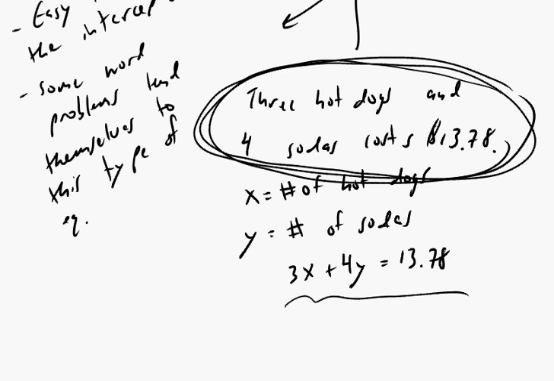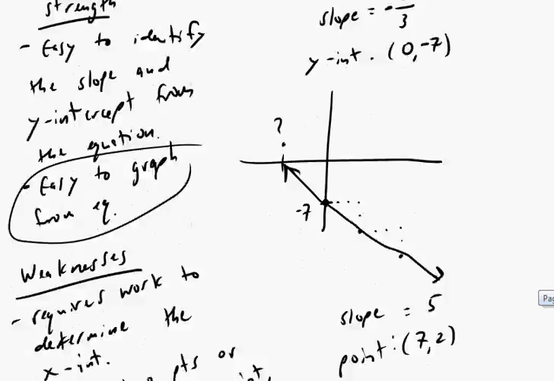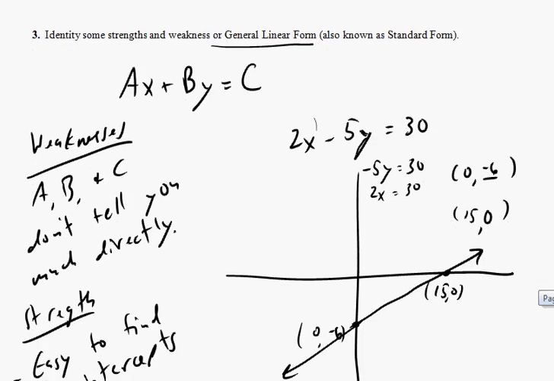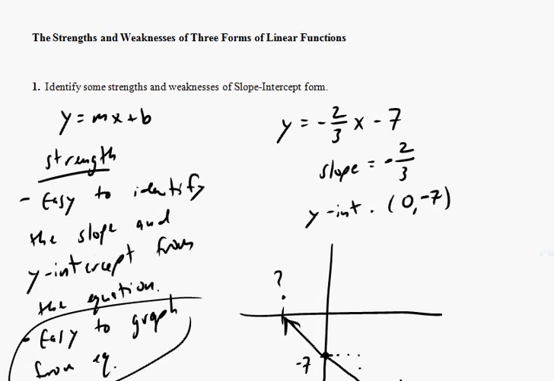So you can see that each of the 3 forms, slope-intercept form, point-slope form, and general linear form, each has its strengths and its weaknesses. That's why we have these 3 forms. If one form had all strengths and no weaknesses, well, we wouldn't need the other forms. But depending on the situation, one form will be easier to use than others. And that's why it's important to master each of the 3 forms so that you can use whichever form is easiest for a given problem.